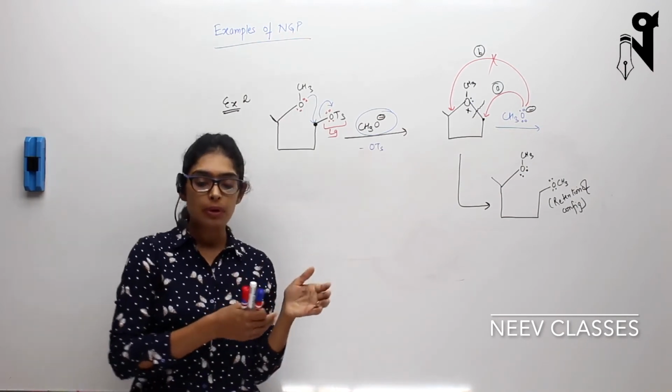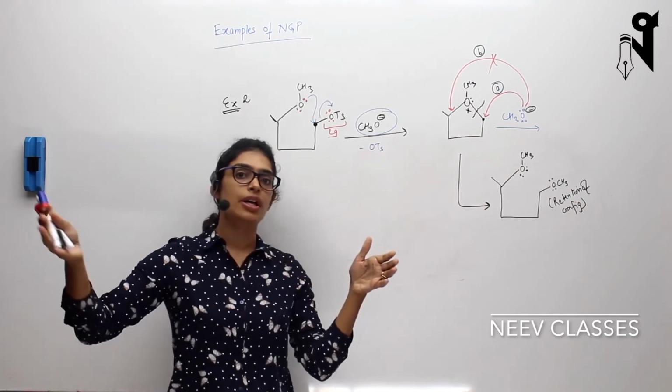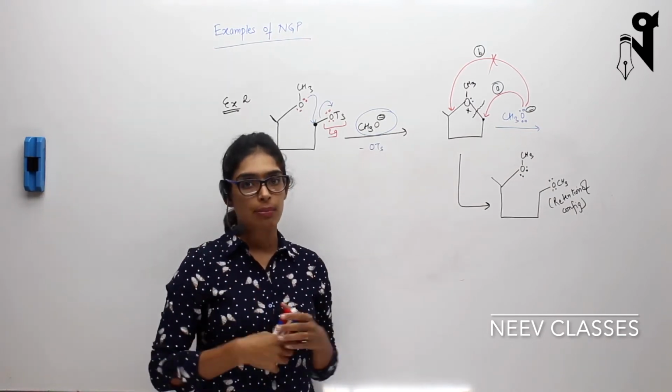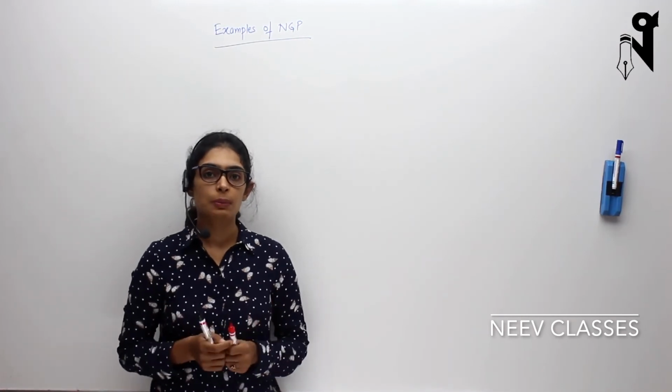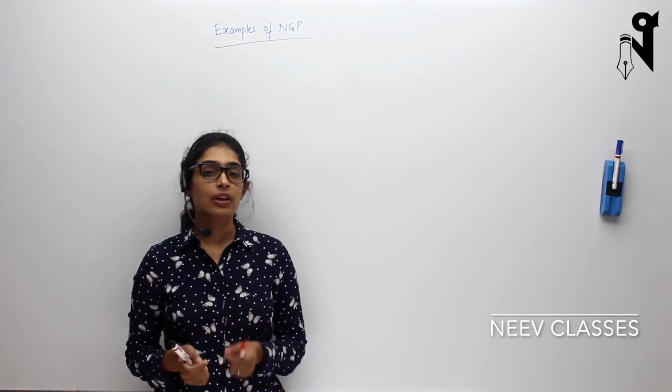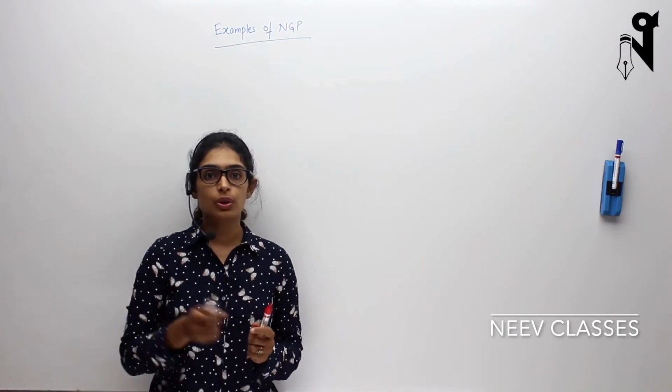So intramolecular SN2 can be extended to NGP also. We will see those examples also later on. Now we'll see an example where pi electrons will be participating in NGP. We'll be taking an aromatic ring also, which will do NGP.